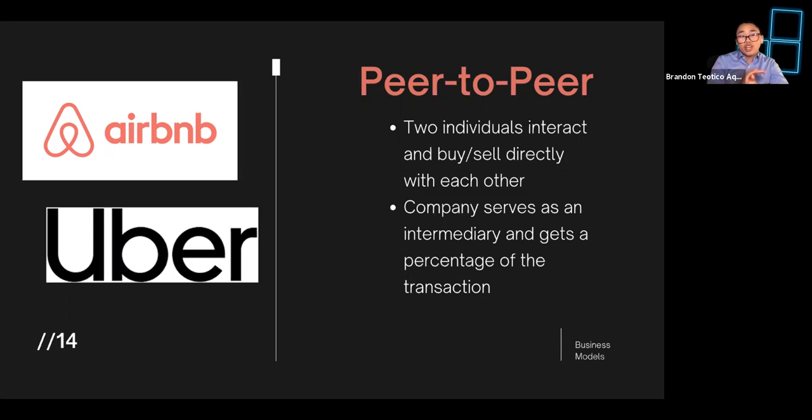So here, for example, we have Airbnb and Uber. But in the age of quarantines and pandemics, food delivery apps like DoorDash and Uber Eats are also really good examples, and they're currently the shining stars of the peer-to-peer business model.